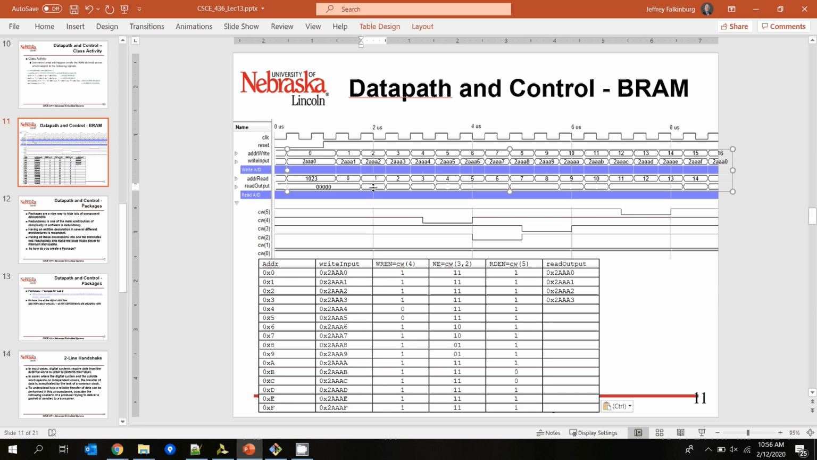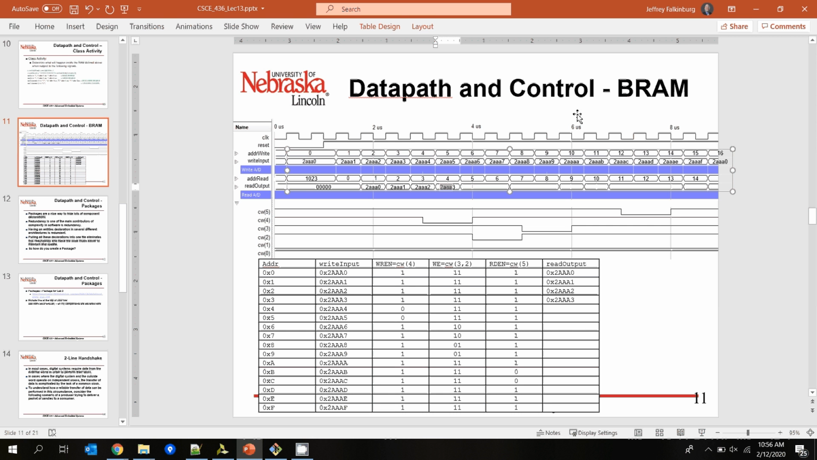It's going to let me run it. 2AAA0. That's the value that we're reading for that first address. The next address we're reading is address 1. The value we're going to read out of that is 2AAA1. And then 2AAA3, and so on and so forth.